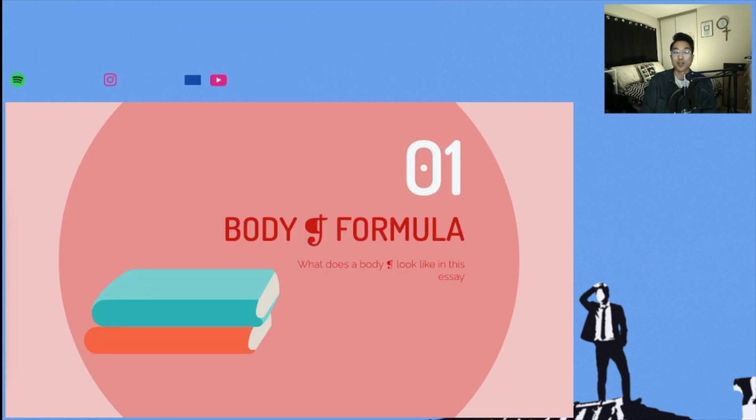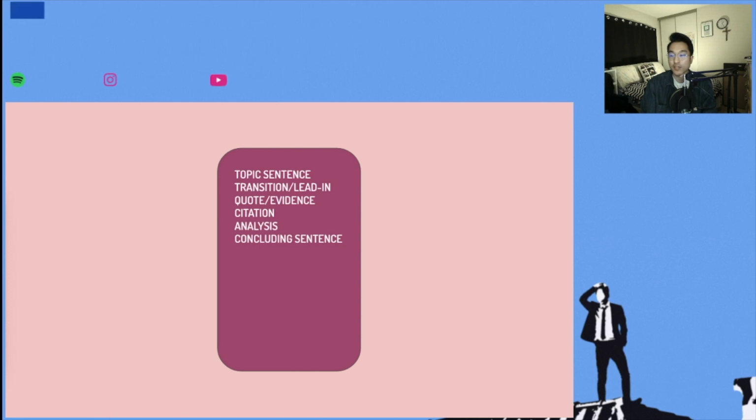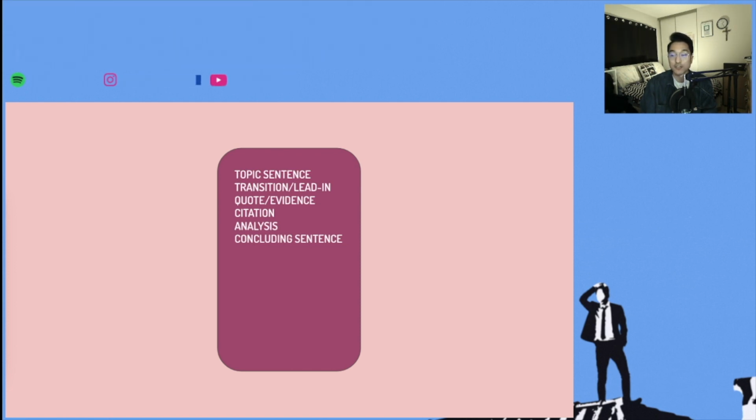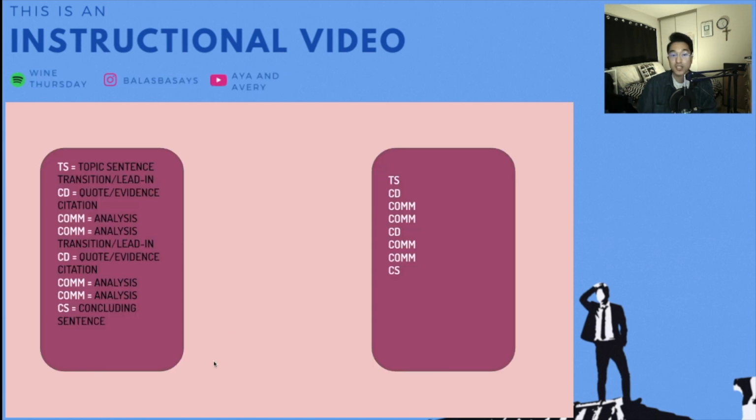So like I said earlier, my high school teachers taught us an essay writing formula to help us remember what goes in a standard 5-paragraph essay. Typically, you'll have a topic sentence, transition or lead-in, quote, evidence or concrete detail, a proper citation for that evidence, some analysis, and your concluding sentence. So the formula looks like the stuff on the right over here. TS, CD, COM, CD, COM, CS.